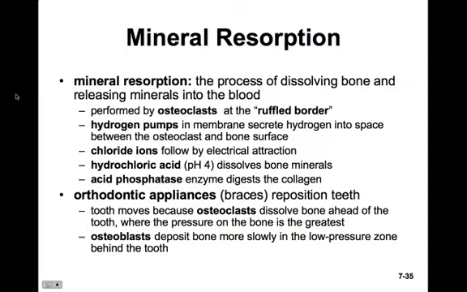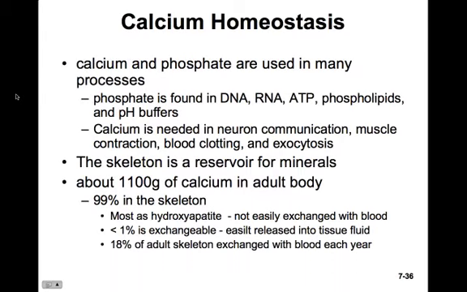That's pretty cool. So calcium and phosphate are used in many processes. We'll find phosphate in things like DNA, RNA, ATP, phospholipids, and of course pH buffers. And calcium is needed for neuron communication and muscle contraction, as well as blood clotting and the process of exocytosis. Where does this calcium all come from? Well, our skeleton is a huge reservoir.